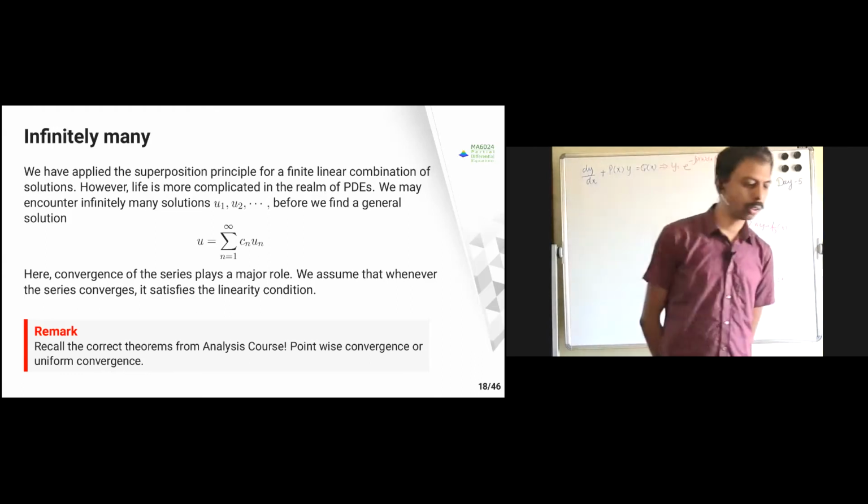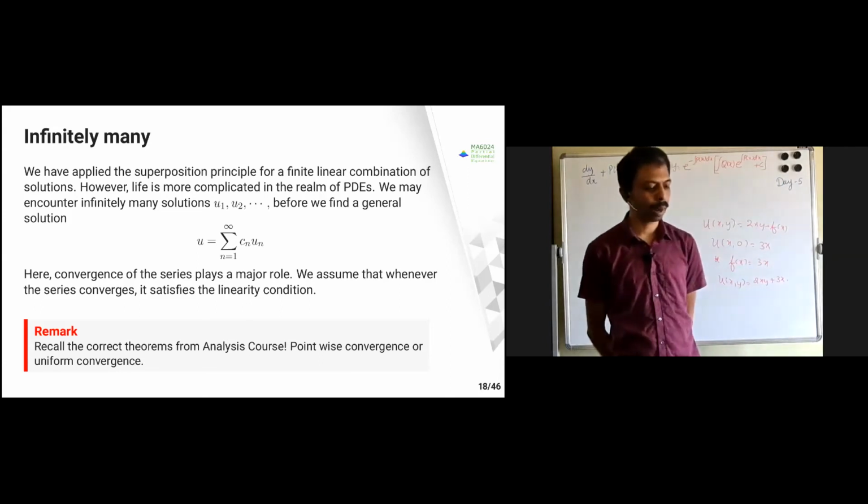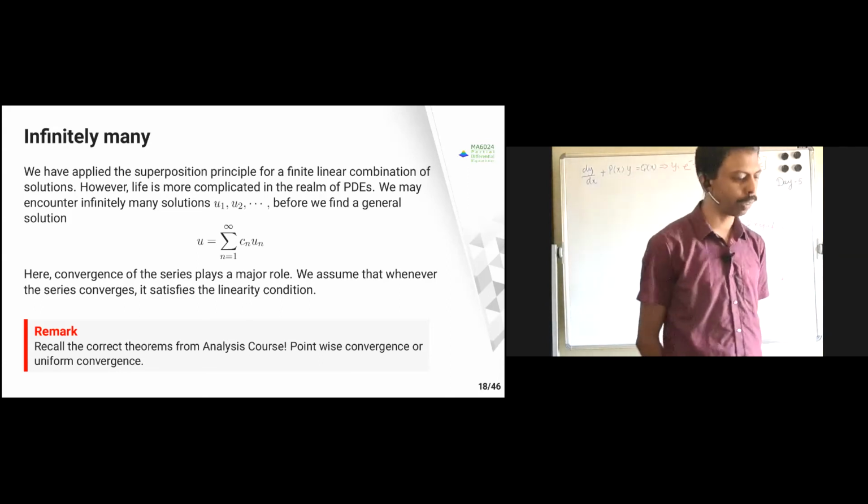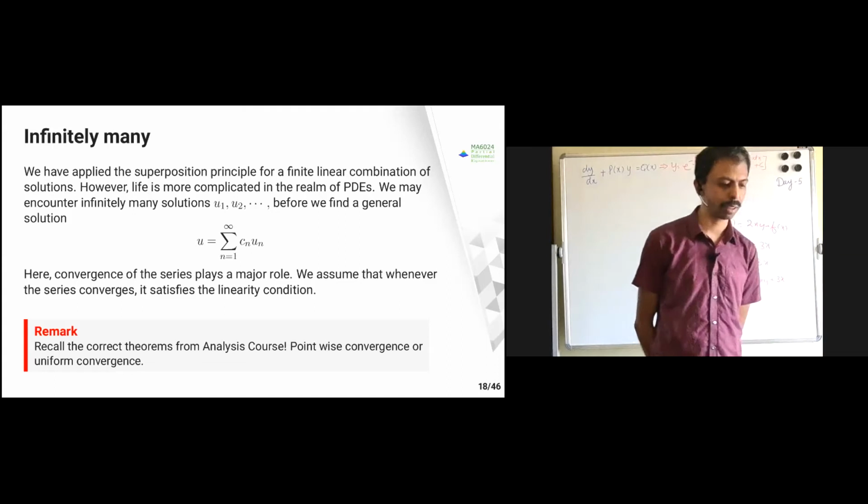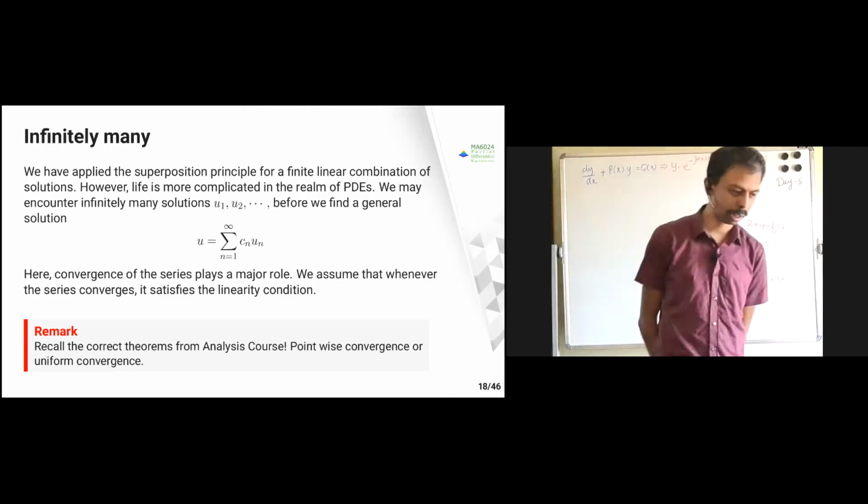So in this case, what you need to do is recall some of the correct theorems of our analysis course, like point-wise convergence or uniform convergence, etc. So uniform convergence or point-wise convergence, you have to check what you require.